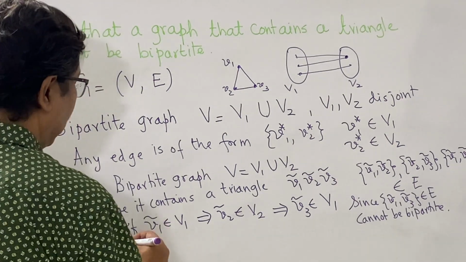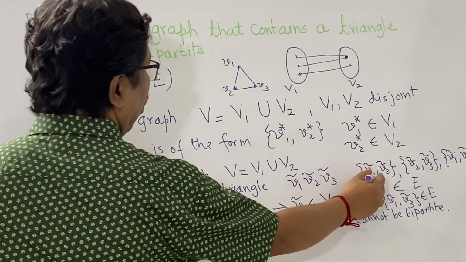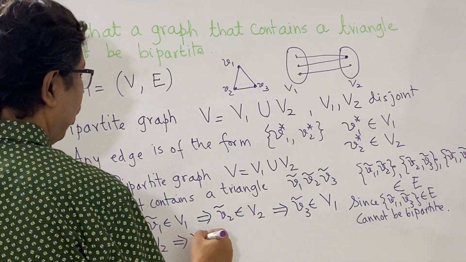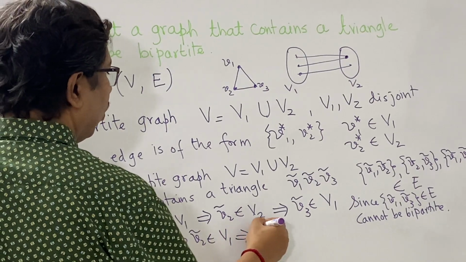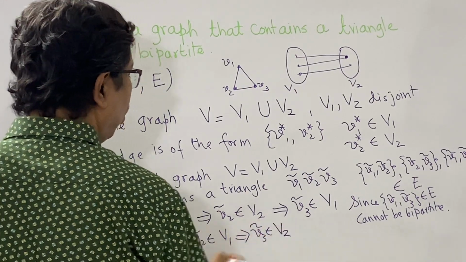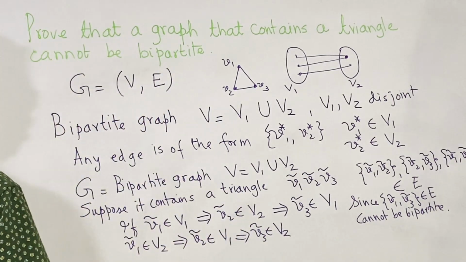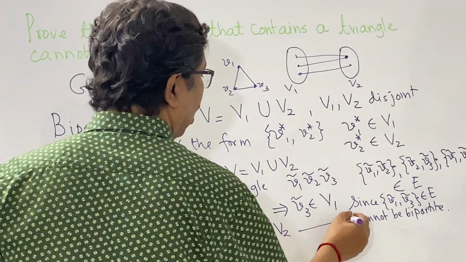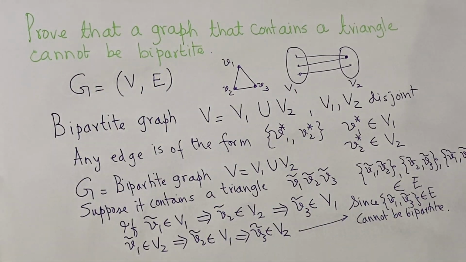Similarly, if we start with V1 tilde in V2, we get from the fact that {V1 tilde, V2 tilde} belongs to E that V2 tilde has to be in V1, and then V3 tilde will have to be in V2. And again, since both V1 tilde and V3 tilde are in V2 and there is an edge between them, we arrive at a contradiction and the graph cannot be bipartite.